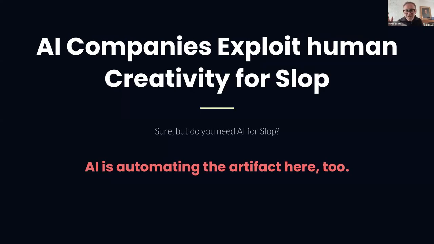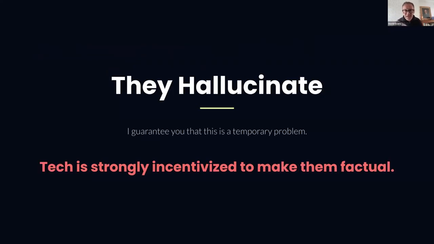Here's an argument against them. AI companies exploit human creativity for slop. Sure, I don't disagree with that one. Do you need AI for slop? This, for example, is AI automating the artifact, the output, the structure, the syntax again. I would argue that the Disney Corporation has done more for slop without AI in our culture than perhaps OpenAI would ever want to do or could ever do. Maybe that's why they've teamed up. It is a natural synergy.